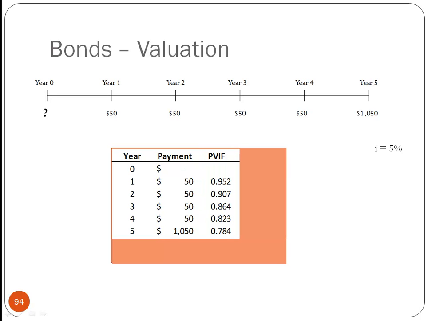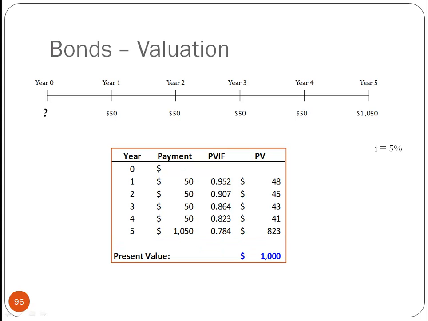We can calculate the present value interest factor for each year. So for example, for year 1, that's 1 divided by 1.05 to the first. For year 2, it's 1 divided by 1.05 to the second, and so on. And then we can calculate the present value of each yearly payment. So in 1 year, the present value is $48. The payment of $50 in 2 years is worth $45 today, and so on. When you add this column all up, you get $1,000.